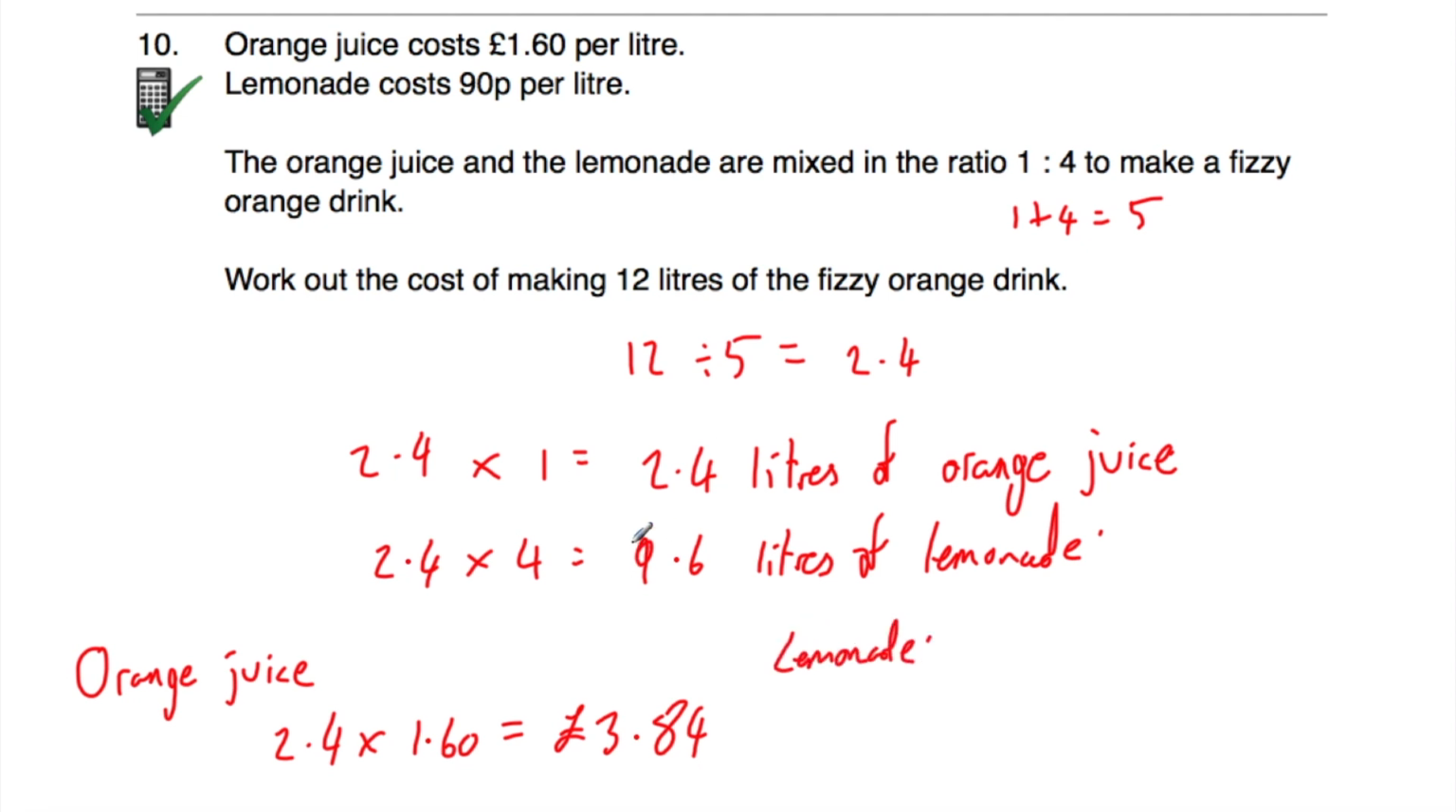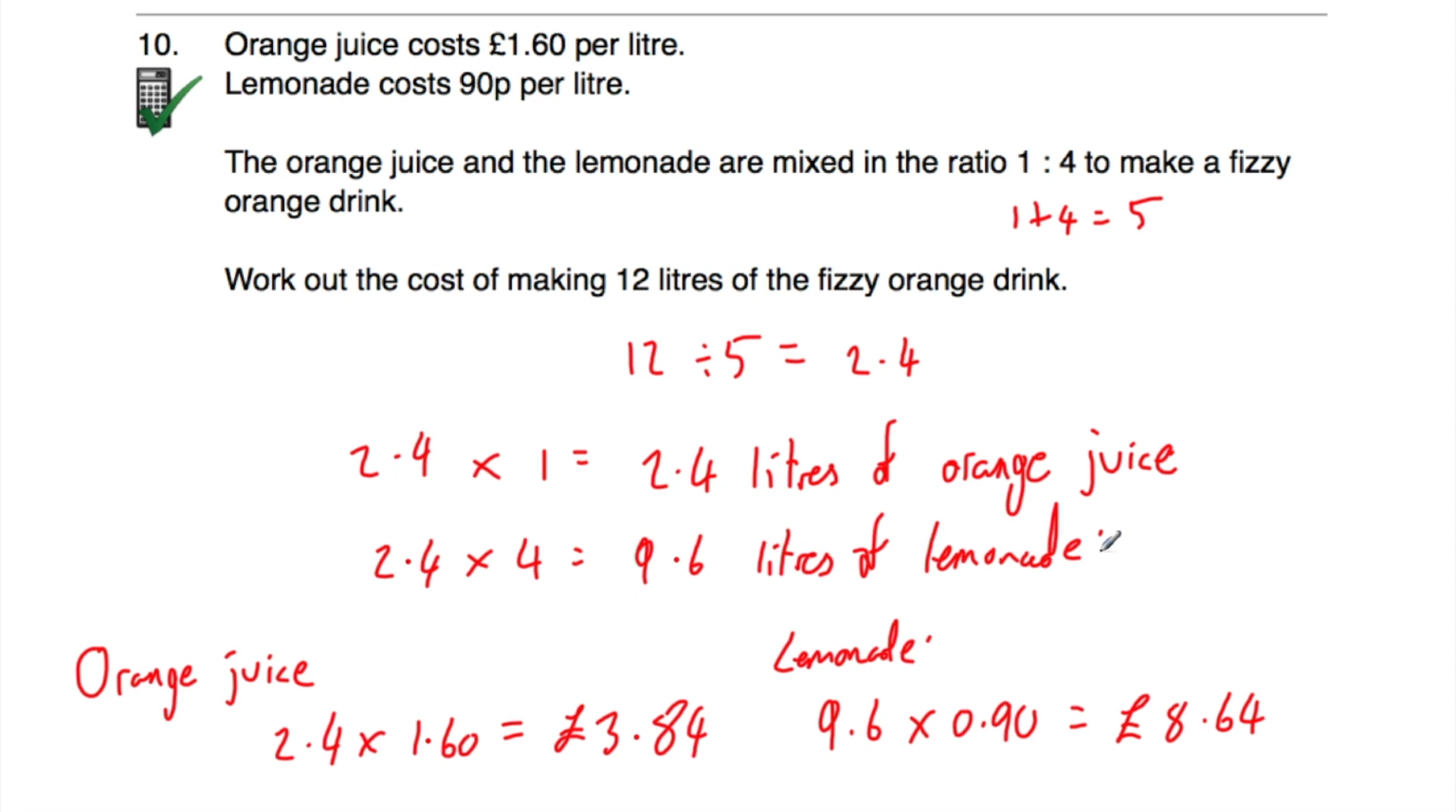In terms of the lemonade, there's 9.6 litres of lemonade, and each litre of lemonade costs 90p, so we're going to multiply that by 90p. If we multiply 9.6 litres by 90p, that will tell us the cost of the lemonade, and that's equal to £8.64. So the cost of the orange juice is £3.84, and the cost of the lemonade is £8.64.